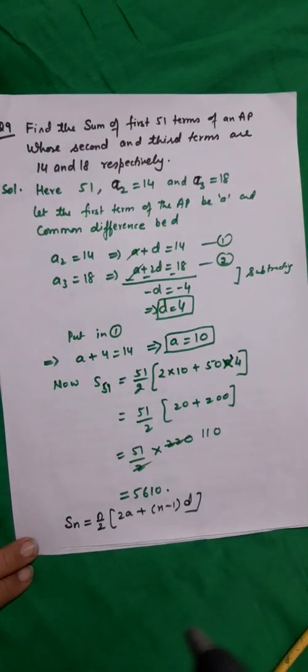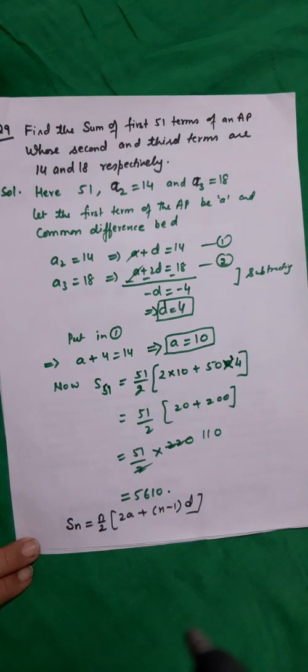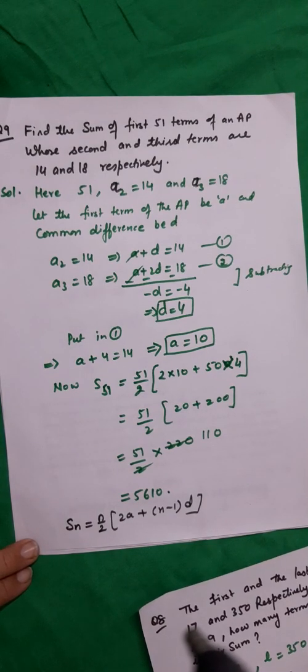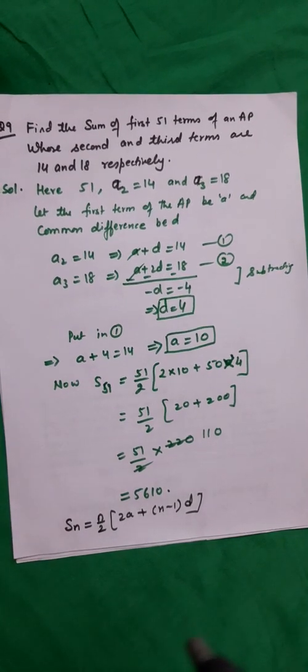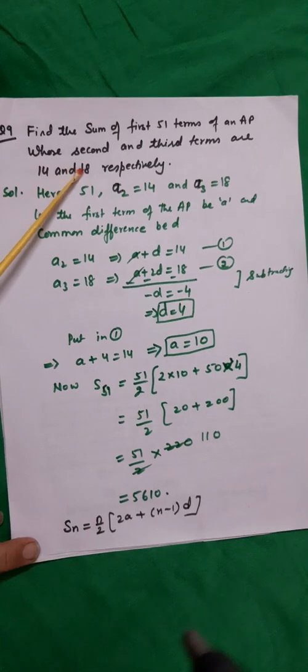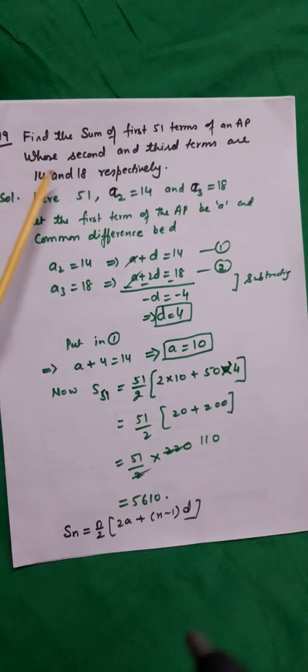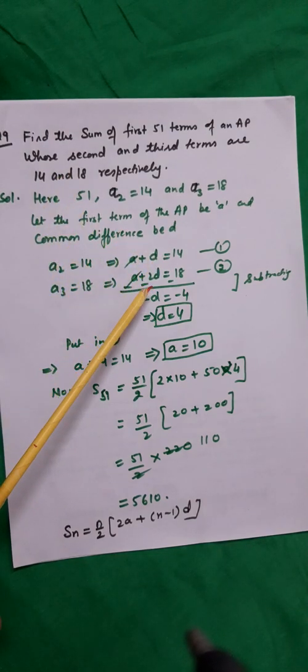Now question number 9. In question 9, find the sum of first 51 terms of an AP whose second and third terms are 14 and 18 respectively. Dear children, this chapter is very similar to linear equations in two variables, and these are nothing but word problems, right? So just convert the equations in the form of a and d and then solve them by any of the methods that are known to you.